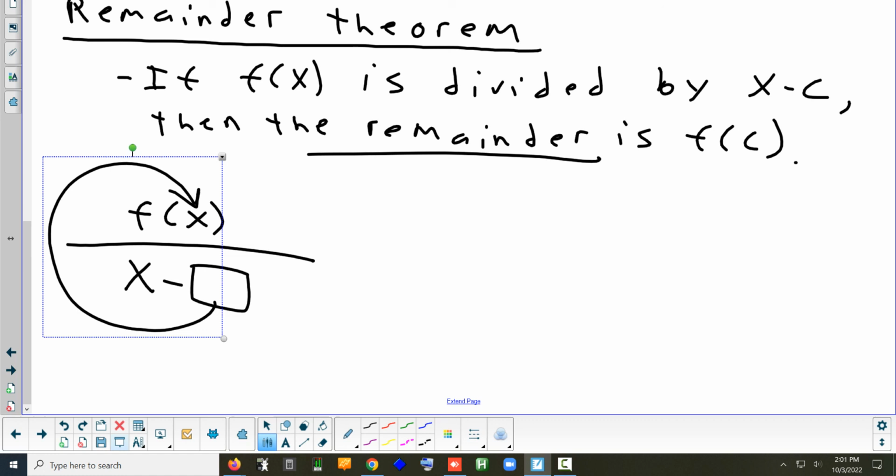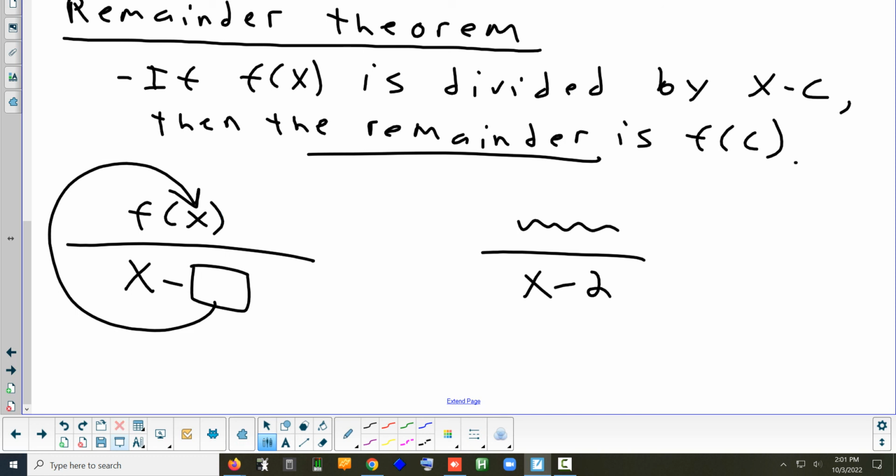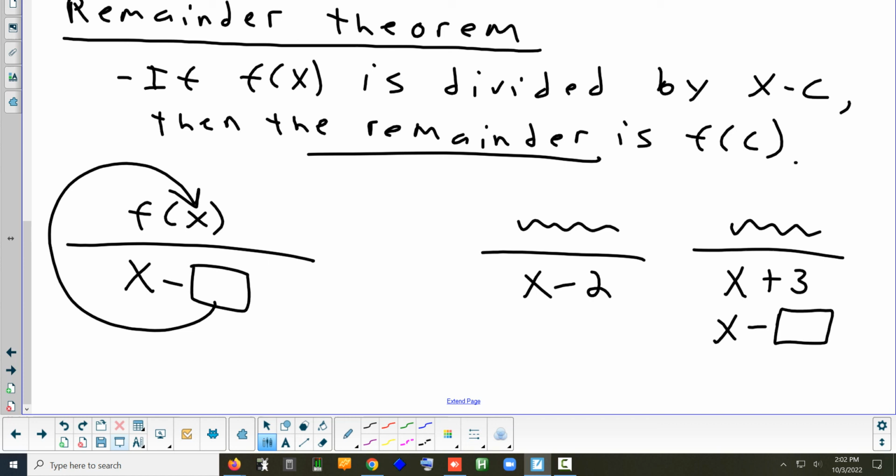Now, I said you could only do it if it's x minus a number. So, if you had something like that, you would plug 2 into the formula that's in the top. You'd plug in a 2 to get the remainder. What if you had something like that? Is there a way we can think of x plus 3 as x minus something?